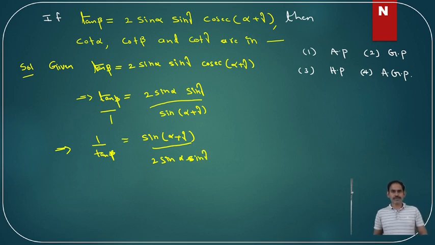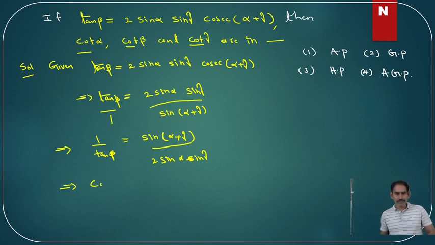Just reciprocal of this expression. Reverse. Now numerator 1 by tan beta can be written in terms of cot, because here cot alpha, cot beta, cot gamma are required. 1 by tan beta can be written as cot beta. We can expand this numerator using the sin a plus b formula: sin a cos b plus cos a sin b.